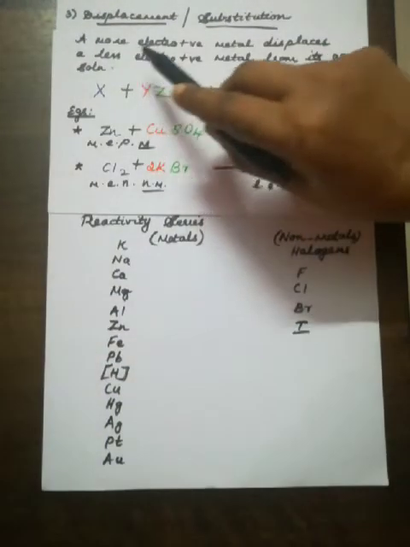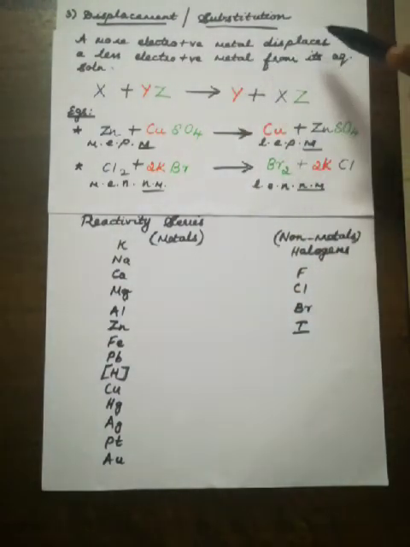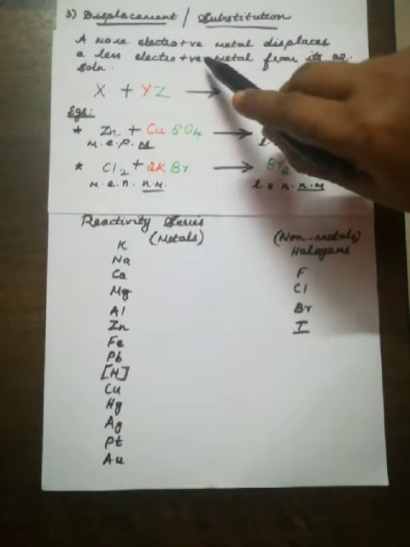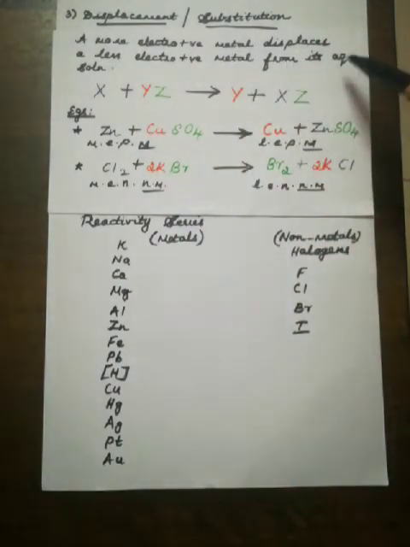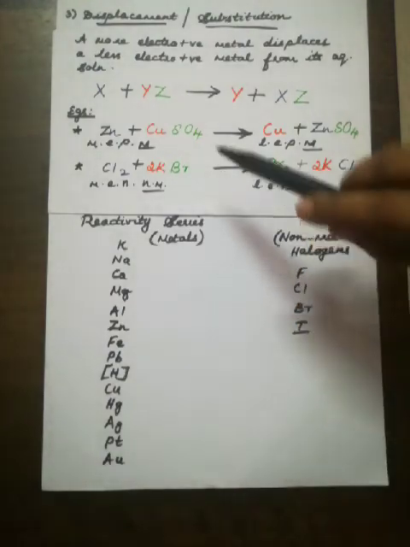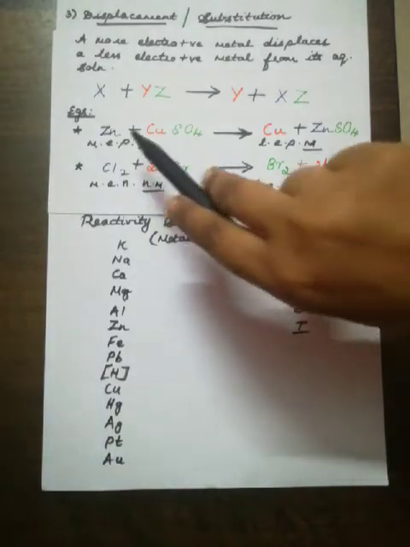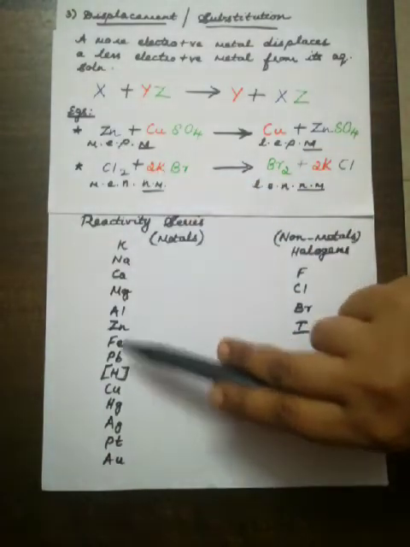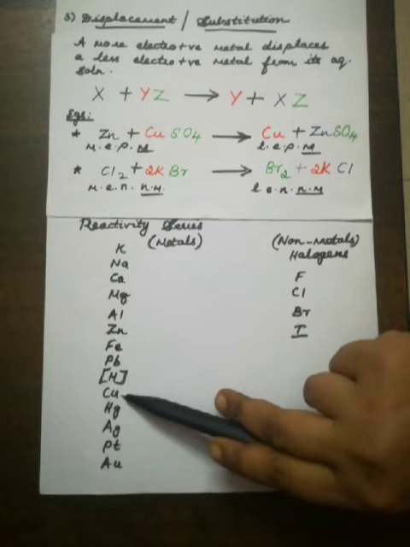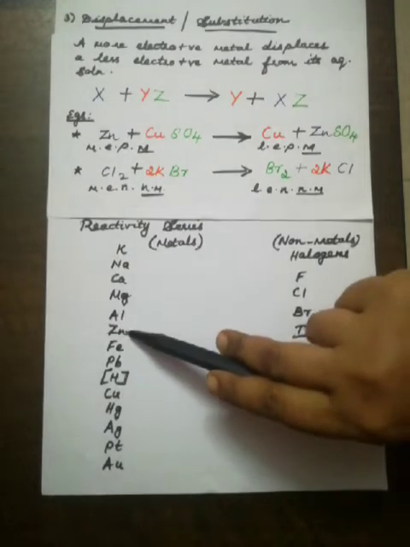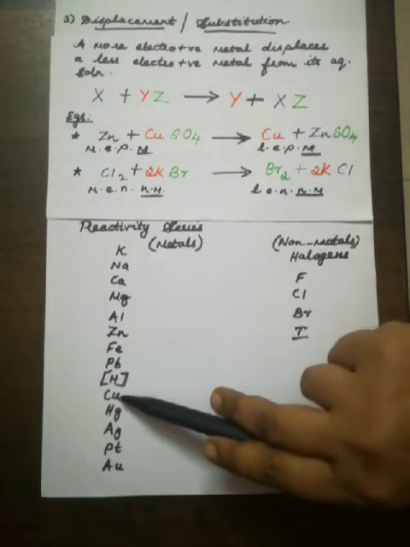A more electropositive metal displaces a less electropositive metal from its aqueous solution. The meaning here is, for example, when you take the equation of zinc with copper sulfate, zinc is present here and copper is below hydrogen. So the more electropositive one is zinc, and the less electropositive metal is copper, below hydrogen.